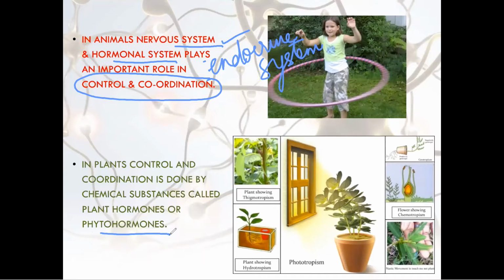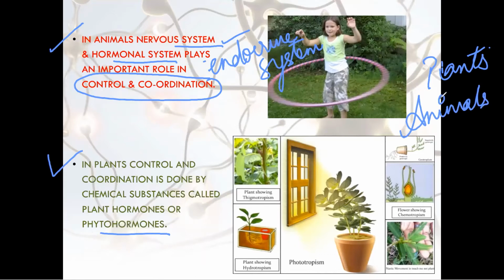Such kinds of movements are towards something outside, external changes in the environment, that take place in plants as well as in animals. So we will learn both types of responses, in plants as well as in animals. Okay, now let's see the images on your screen.